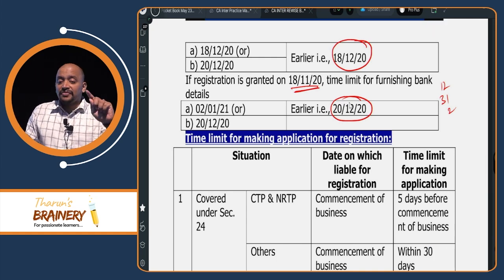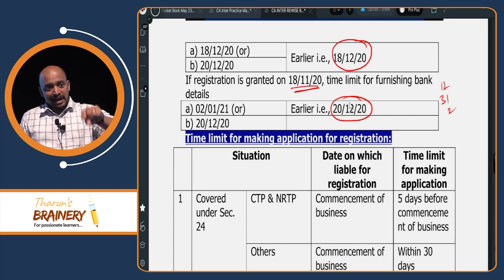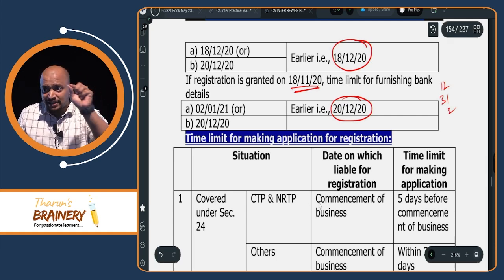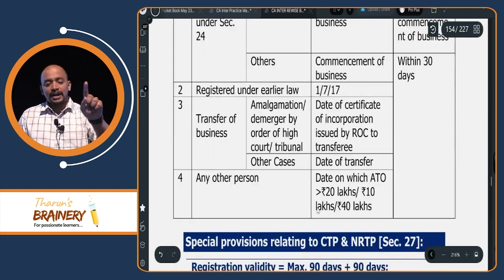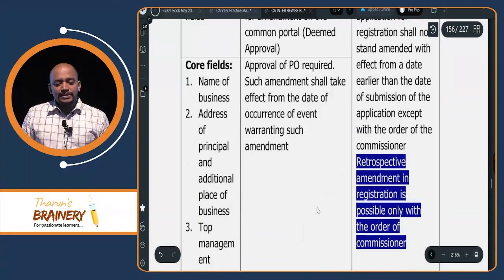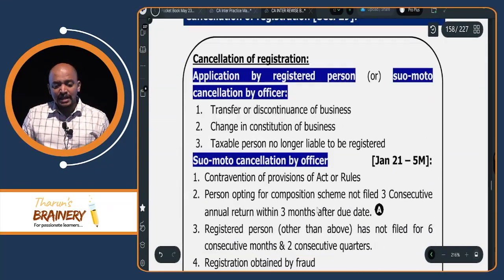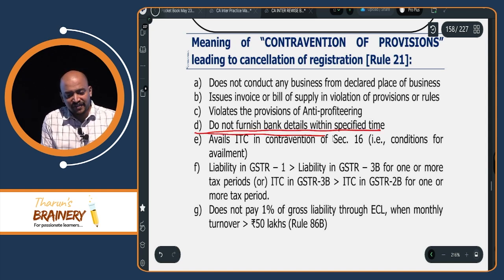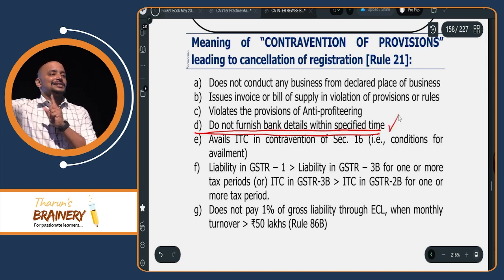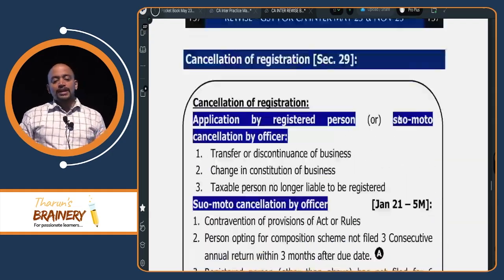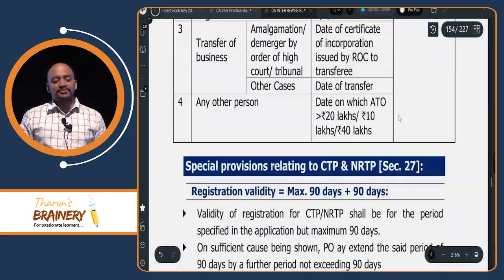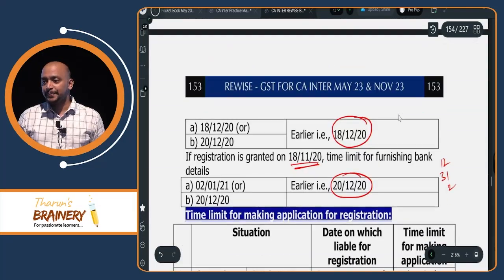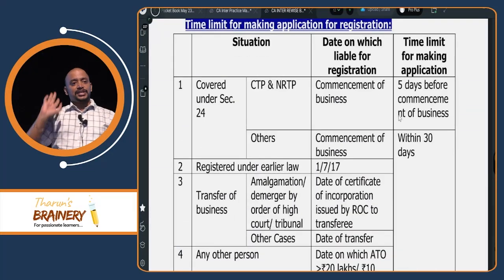What will happen if the bank details are not furnished within this time? If bank details are not furnished within the time, that is one of the reasons for cancellation of registration. We have provisions for cancellation of registration. In that, not furnishing the bank details within the time limit is one of the reasons. Is it clear? So what is the consequence of not furnishing the bank details within 45 days or due date of 3B, whichever is earlier? It leads to cancellation of our registration.